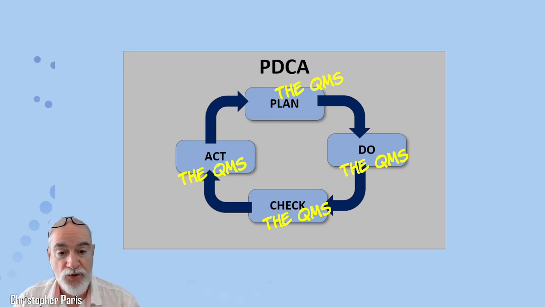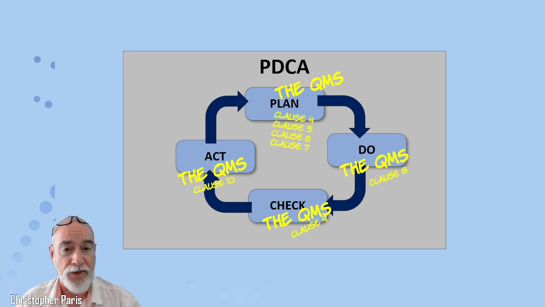That's how it's structured. And in fact, they have clauses for that. Planning the QMS is all of clauses 4, 5, 6, and 7. Doing the QMS is clause 8. Checking the QMS is clause 9. And then acting on that and improving it is clause 10. That is the PDCA model at work. So they literally structured the clauses around PDCA. So they think it's very important, and they tell you it's very important. So let's see how well they did with it.